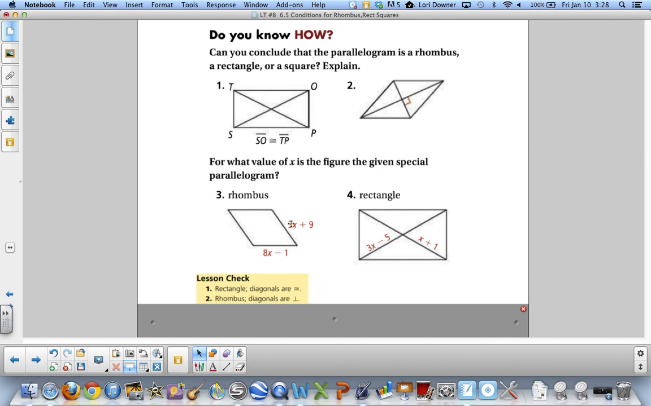For 3 and 4, I want you to pause the movie and answer 3 and 4, and then press play again when you're finished. It will be the end of the movie, and these two questions, 3 and 4, are going to be the two questions that you answer as part of your assessment for this movie. And that will be all.